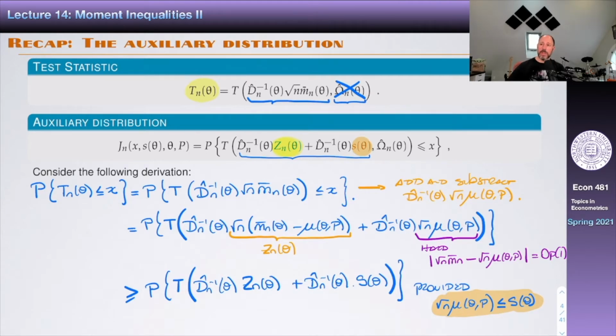Okay, and so if we keep everything the same but replace with something, oh, sorry, I screwed up here. Oh, I wish I could move this. Can I move this?